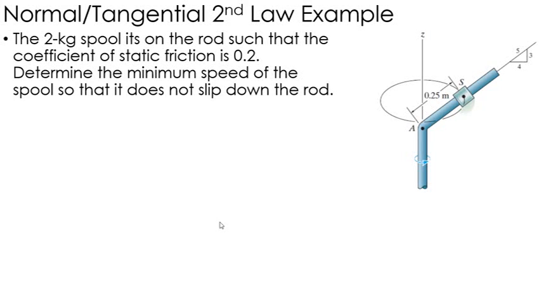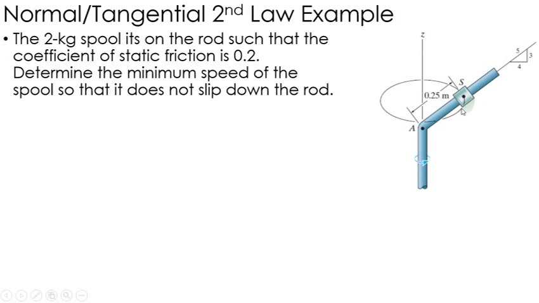All right, in this problem, we've got a 2 kilogram spool on this rod, and the coefficient of static friction between the rod and the spool is 0.2. In the position shown, what's the minimum speed so that the spool does not slip down the rod?